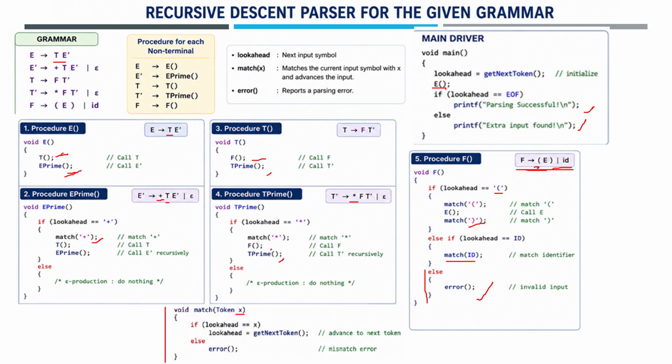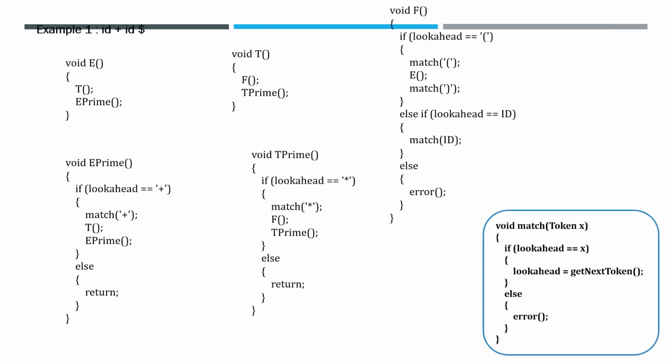Okay, so just check here. I have given one example here. This is my string. These are the procedures which we have. I'll tell you how this procedure will be working. If my string is id plus id dollar, then see to my procedure. First, this one will be called.